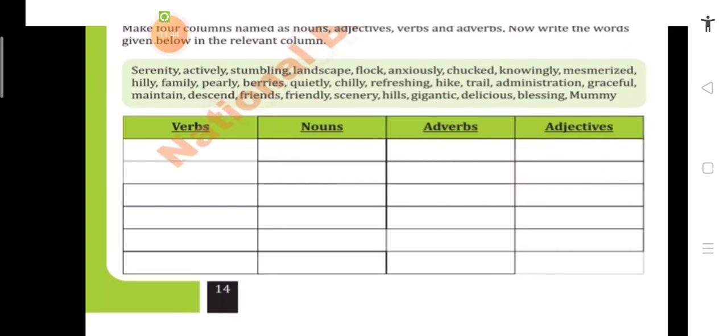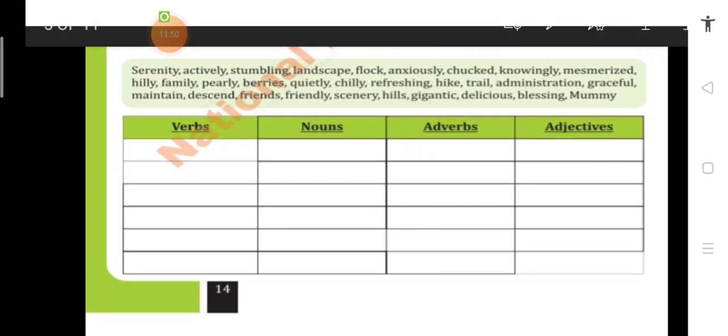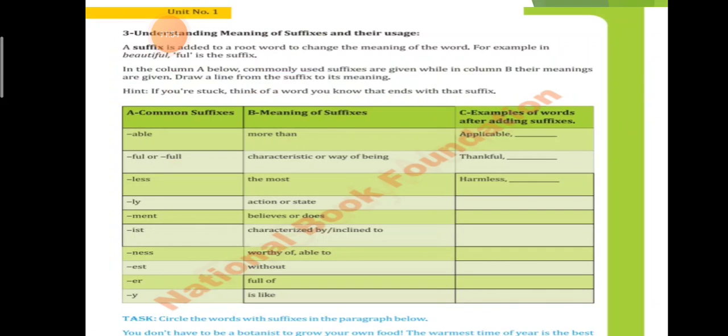So verb is an action word, noun is a naming word, adverbs modify verbs, and adjectives modify nouns. Got it? So now we will discuss suffixes.